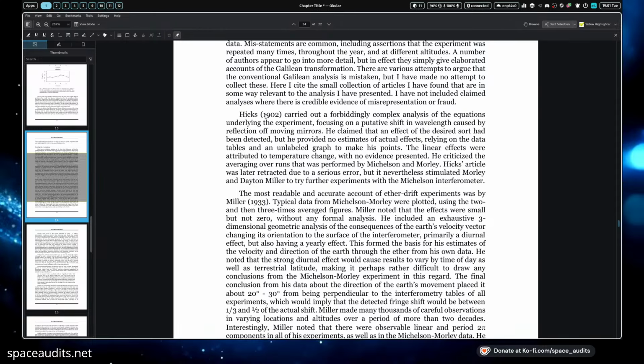So Hicks, 1902, carried out a foreboding complex analysis of the equations underlying the experiment. Oh, we'll definitely have to read that. Focusing on the putative shift of the wavelength caused by the reflection of the mirrors, he claimed that the effect of the desired sort had been detected, but provided no estimates of the actual effects, relying on the data tables and an unlabeled graph to make his points. A classic unlabeled graph, Stone.